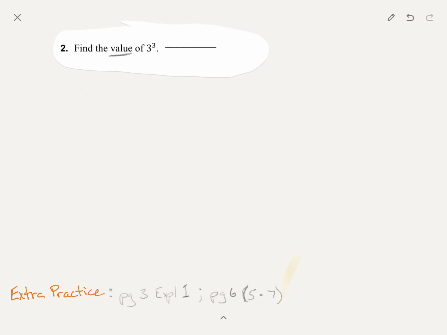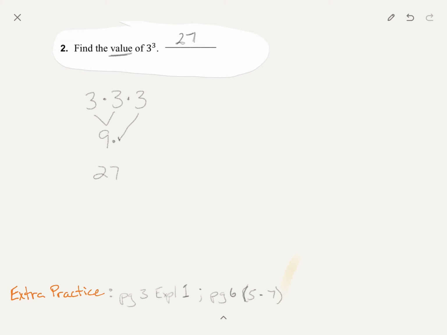So 3 to the third means the base number 3 is going to be used as a factor 3 times. The exponent, the little 3, tells me how many times I need to write 3. So I'm going to write this out this way. I'm going to think 3 times 3, and that equals 9. And then I bring that down to multiply 3 times 9, and I get 27. So 3 to the third power is 27. Again, a common mistake is people add this up, and it should be multiplying. So 3 times 3 is 9, and then 9 times 3 is 27.